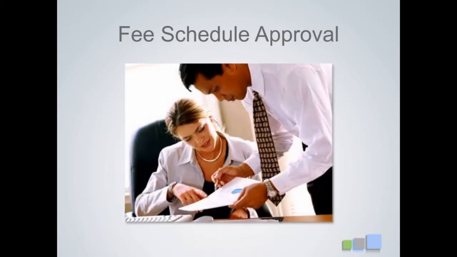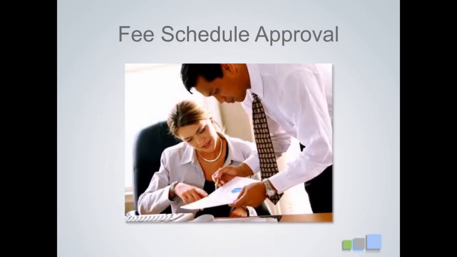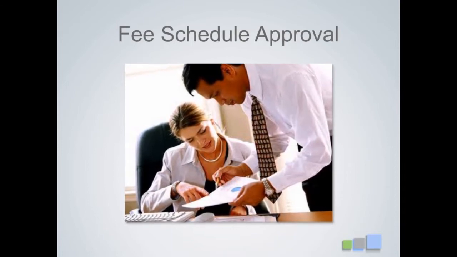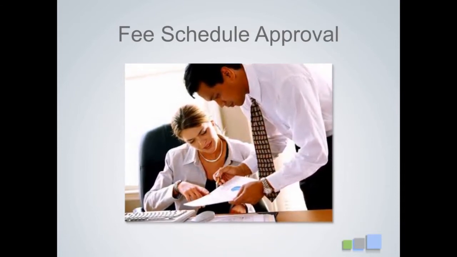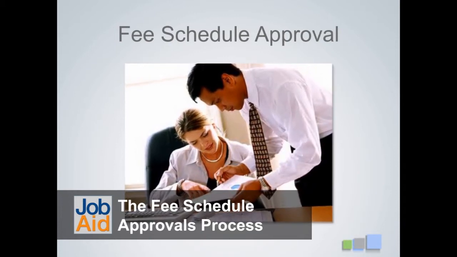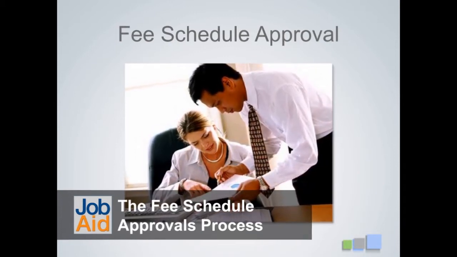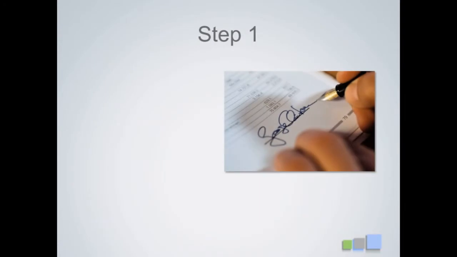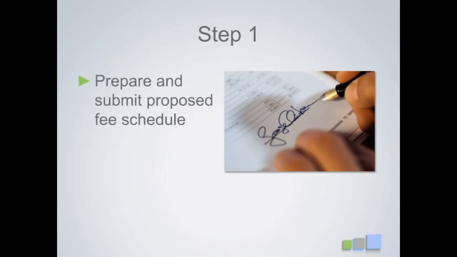Deciding on your preferred fee schedule is just the beginning of a process that can last weeks to months. To help you prepare, be sure to download the job aid Fee Schedule Approvals process to help you remember what to do after this training. Step 1 in your approvals process is to prepare a document and submit it to your County Board of Supervisors according to your county guidelines.